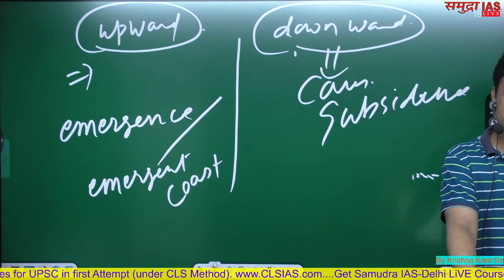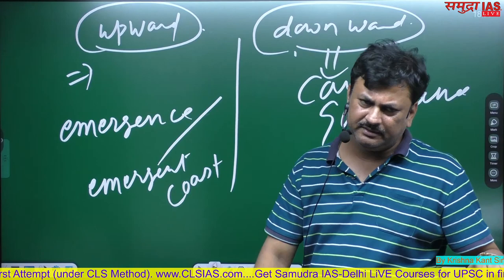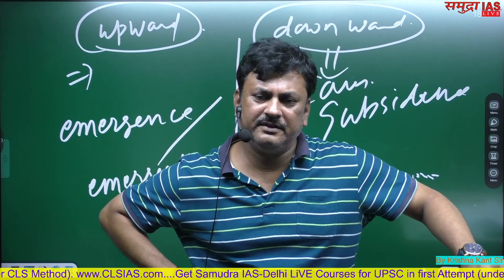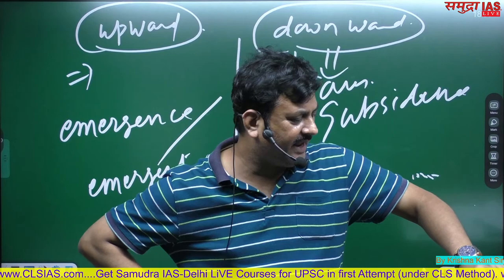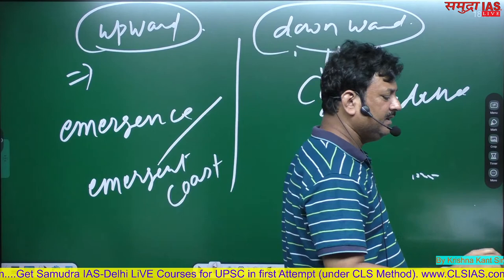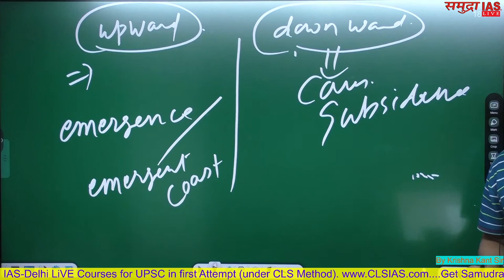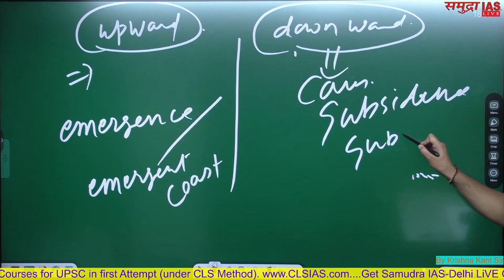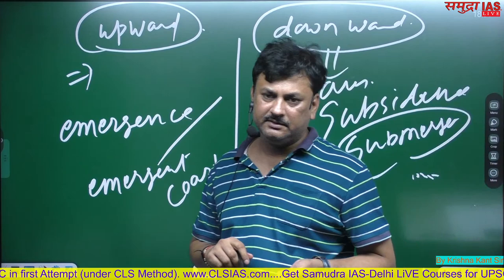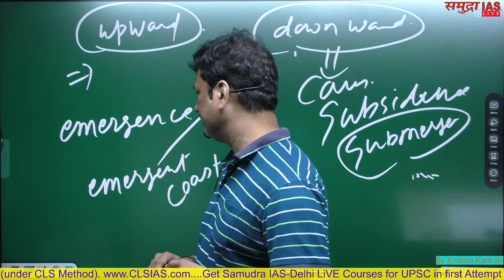Subsidence of the whole continent or part of the continent, and second, the subsidence of coastal land. Subsidence of coastal land is called submergence, and the coast is called submergent coast.